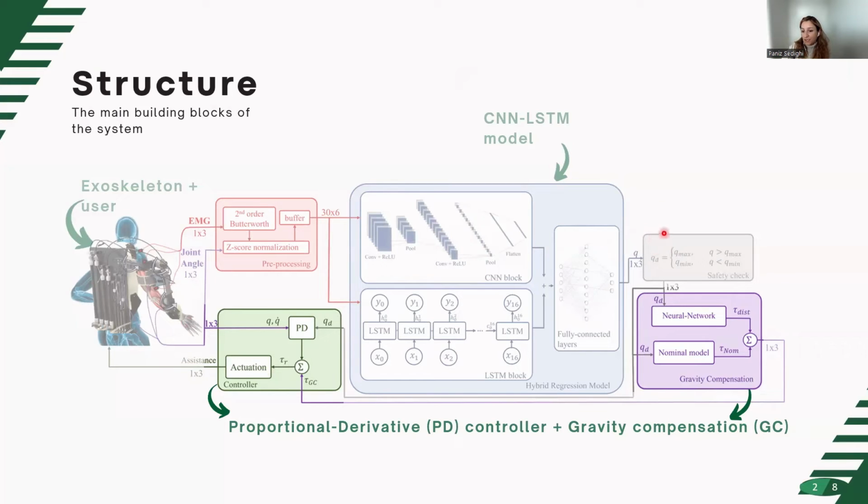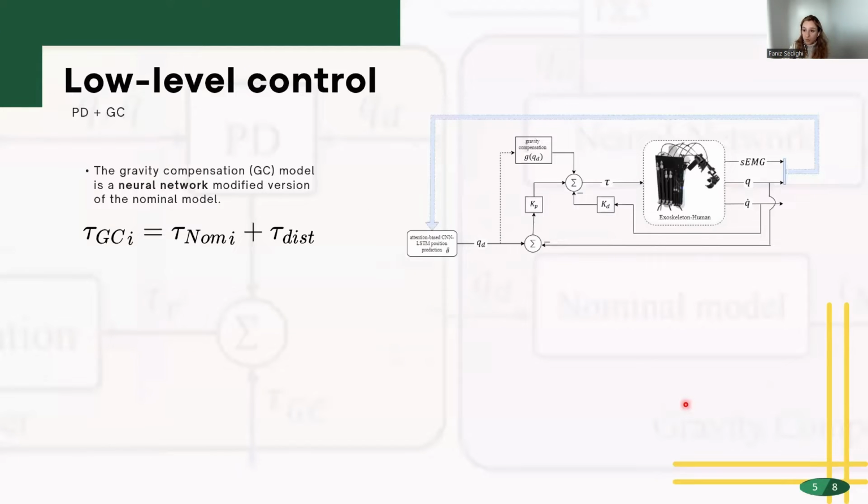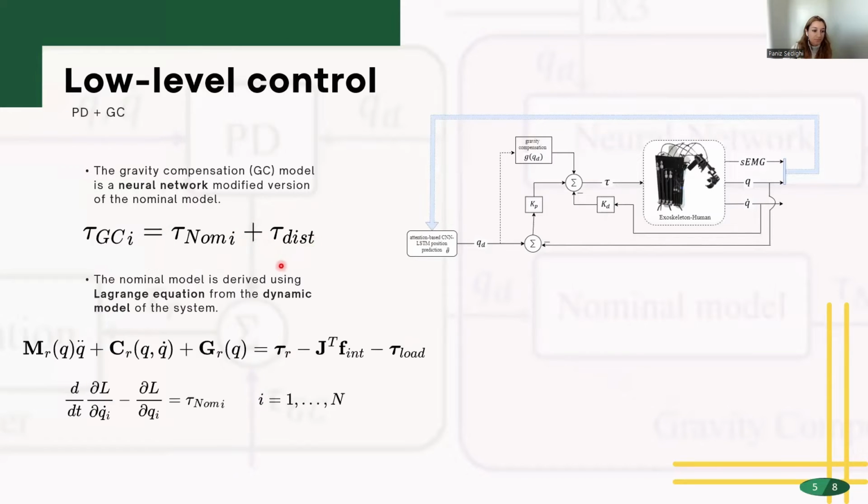After feeding it through a safety check process, we then have the desired position of the robot that we want to follow using our controller, which is a proportional derivative controller and a feed-forward gravity compensation. Our gravity compensation model was a modified version of a nominal model using a neural network.